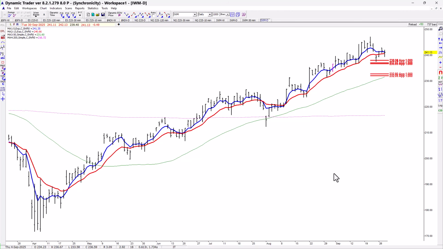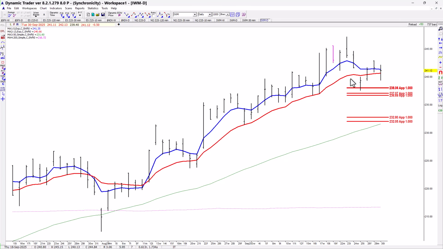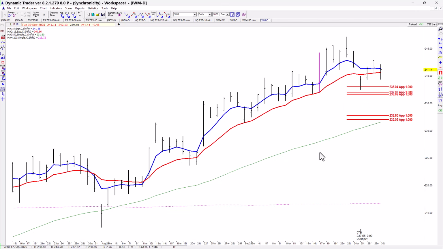All right, so we have some projections here, and we have a couple projections here. Now let me see how much we went through this one to see if I can keep it or not. Let's see, 238.04 versus 237.55. Yeah, actually we don't need that one.